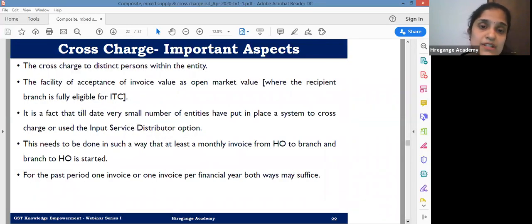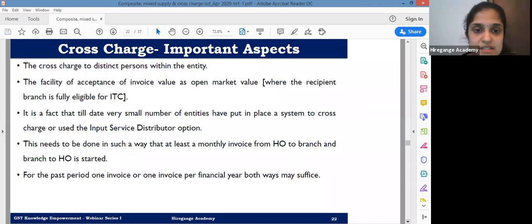Now, we come to the other important aspects as far as a cross charge is concerned. Cross charge is, in simple terms, a distinct person within the entity. And keep in mind, even if there is a stock transfer of goods, let's say from an office which is located in Pune, the manufacturing office, to the branch office which is, let us say, located in Gurgaon, it would still be construed to be an interstate supply. It would still be treated as taxable to GST, IGST to be charged by the supplying location. Credit may be availed by the receiving location to the extent used for taxable supplies or to the extent used for exports, etc.